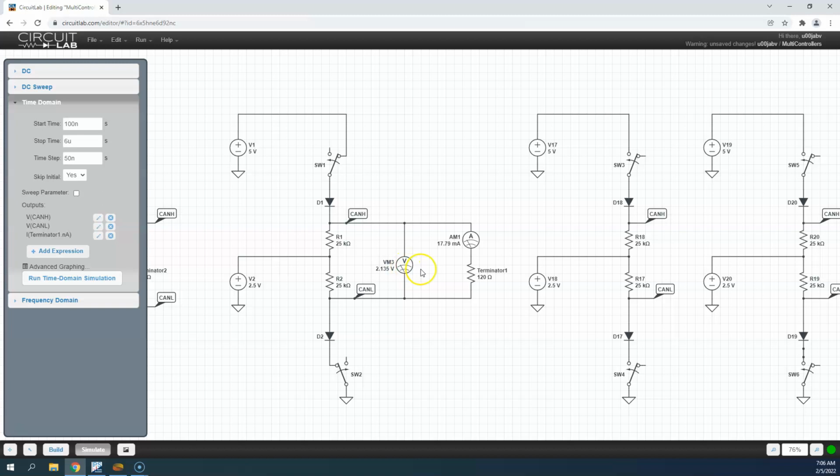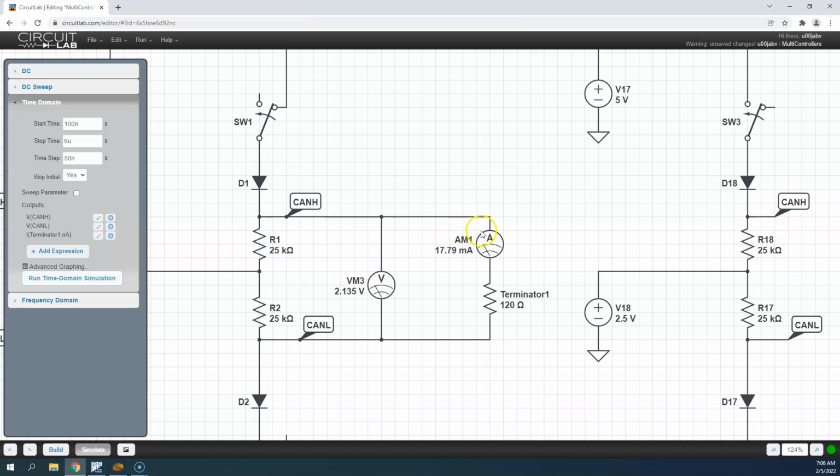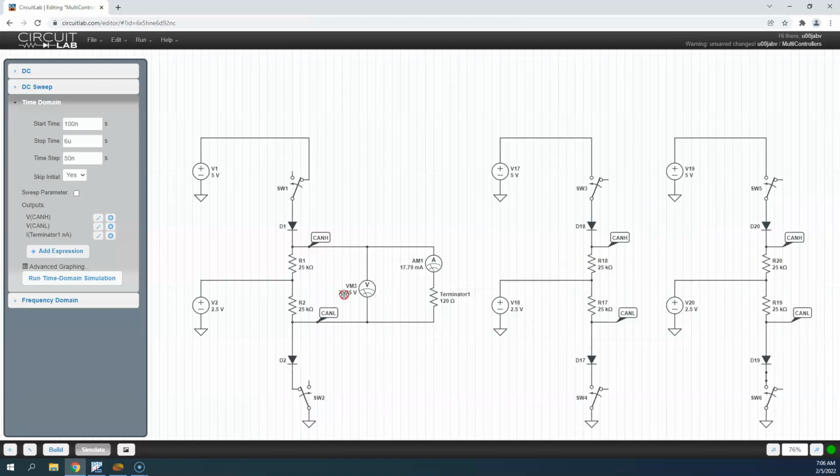The voltage which we're going to see during the dominant bit is something that comes from Ohm's law. It's the current times the resistance. So if we look at this as a simple circuit, I have 17.79 milliamps flowing through 120 ohms. If you put that into Ohm's law in a calculator, you're going to come out, in this case, with a voltage of 2.135 volts.